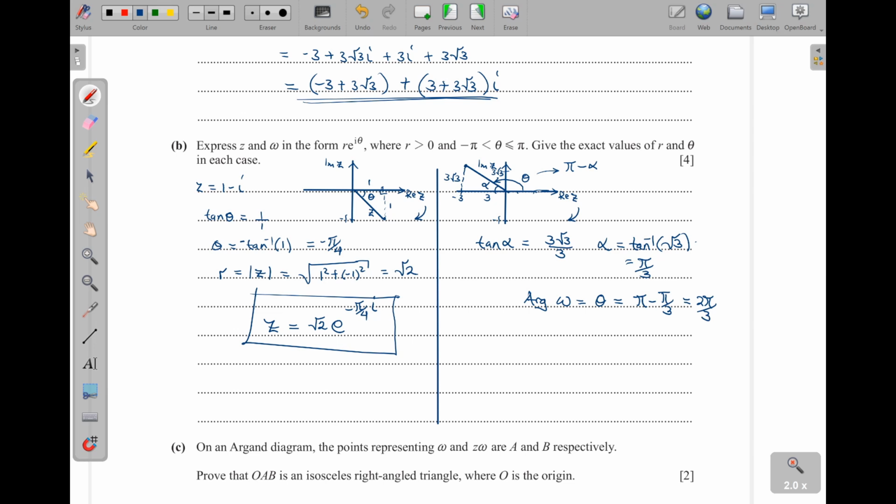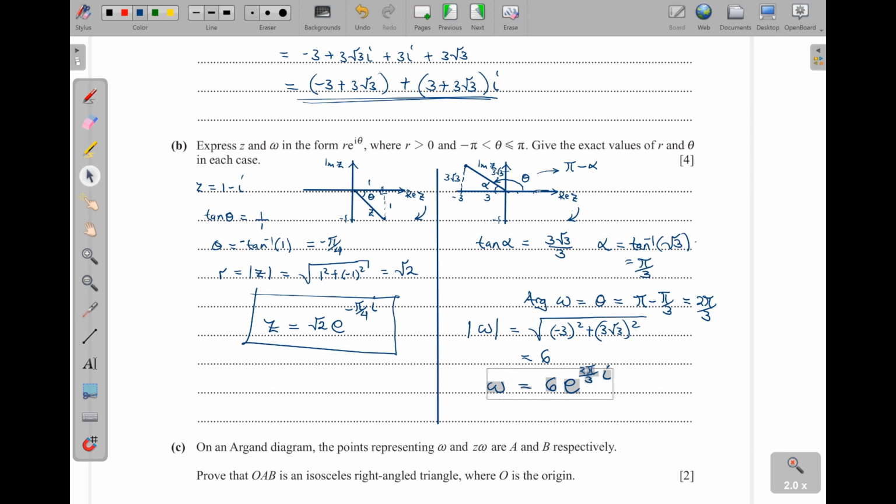Okay. Then how about the magnitude? The magnitude of omega is going to be the square root of -3 squared plus 3 root of 3 squared. So what does this give us? This is 9. Then 9 times 3, that is 27. So 27 plus 9, that is 36. Root of 36 becomes 6. So meaning omega is going to be equal to 6 e to the power of 2 pi over 3 i. Okay, so that is that.